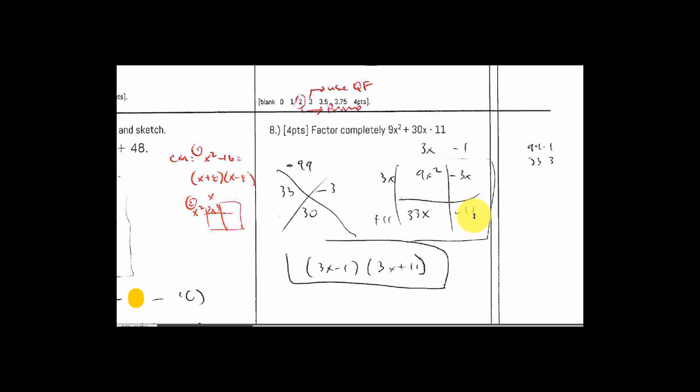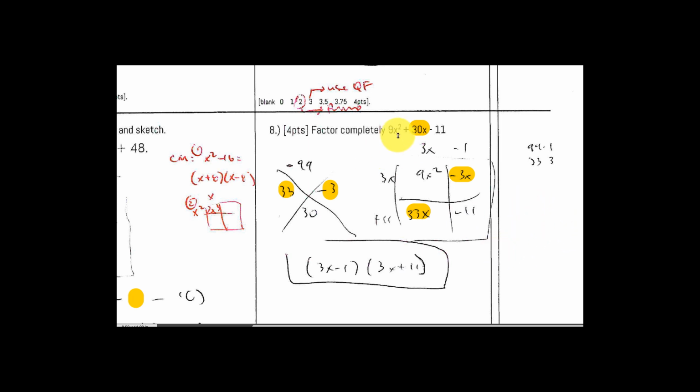The constant, the C value, always goes to the bottom right, and then these two numbers are splitting the middle term, so you add an x. So this would be 33x, and this one is going to be negative 3x. Greatest common factor, 3x, negative 1, and positive 11: 3x plus 11, 3x minus 1. This was your correct answer. Remember, the order does not matter. You can have 3x plus 11 and 3x minus 1.